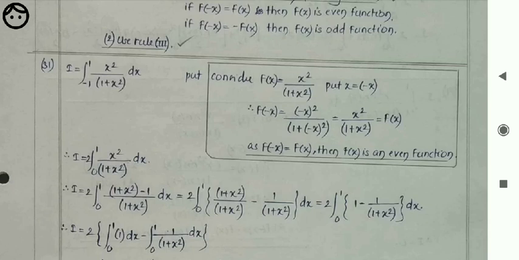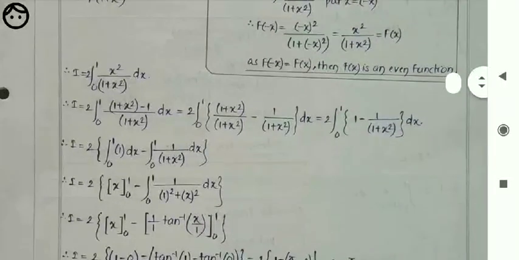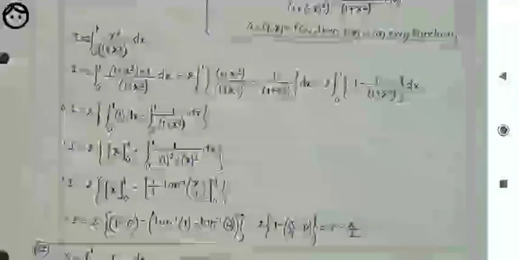Integration of 1 is what, obviously x, and integration 1 upon 1 plus x square, I can write that 1 as 1 square. So it looks like 1 upon a square plus x square, or 1 upon x square plus a square. Integration 1 upon x square plus a square is 1 upon a tan inverse x upon a. So it is 1 upon 1 tan inverse x upon 1. Limit 0 to 1 for both the integrations. Okay, don't forget the limit, it is 0 to 1.